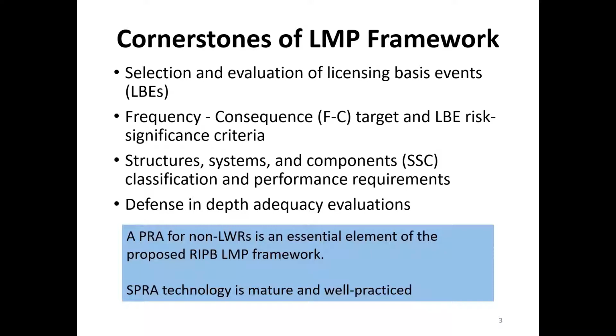For example, the licensing basis events are derived based on the risk assessments in conjunction with the risk criteria shown in the second bullet, the frequency consequence target, which defines the risk significance criteria. The consequences are in terms of the total effective dose equivalent at the exclusion boundary and also the cumulative risk. So from the LMP framework, a PRA really becomes a very major part of that regulatory framework.